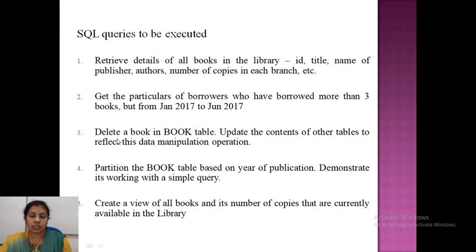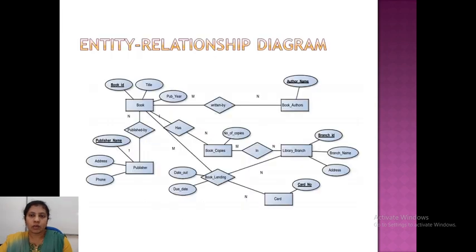Then third one, delete a book in book table. Then we need to update the contents of other tables to reflect this data manipulation operation. Fourth query is partition the book table based on year of publication, then demonstrate its working with a simple query. The last one, create a view of all books and its number of copies that are currently available in the library. So first we'll see how we can draw the ER diagram for this question.